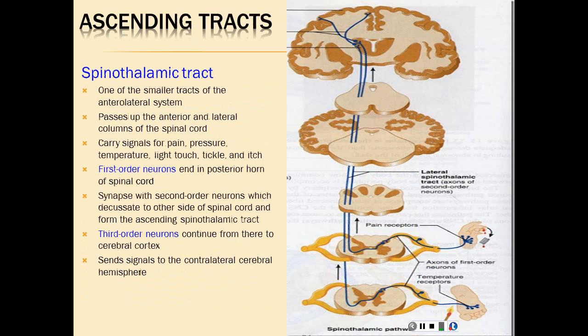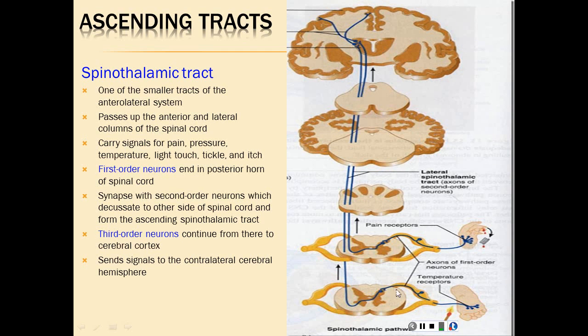So let's look at the third ascending tract, the spinothalamic tract. The spinothalamic tract and some smaller tracts from the anterolateral system, that means in the front but at the side, pass up the anterior and the lateral columns of the spinal cord. So we're looking at this region here, the anterior and the lateral columns. Now it carries signals for pain, temperature, pressure, tickle, itch, and light and crude touch.